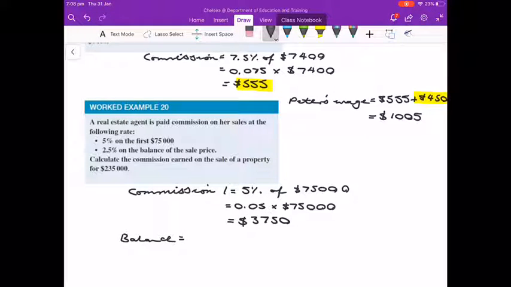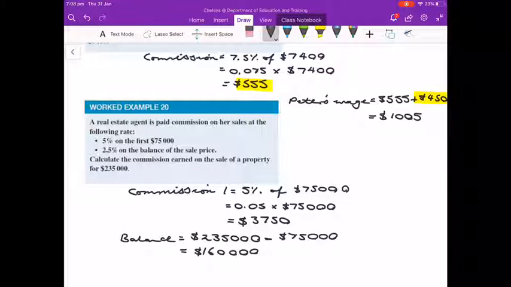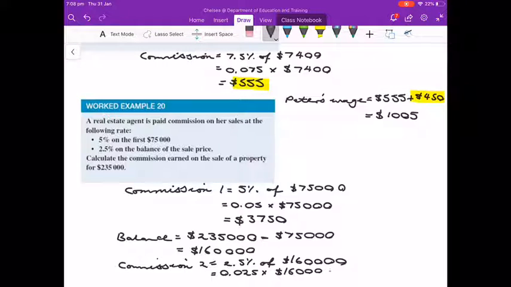We now need to have a look at the balance. So for the balance, we have $235,000 worth of sales, and they've already used the first $75,000. So we need to see what is left over. And that leftover figure, $160,000, is what the second commission is based off. The second commission is 2.5% on the remainder, which is 0.025 as a decimal. And we get $4,000.